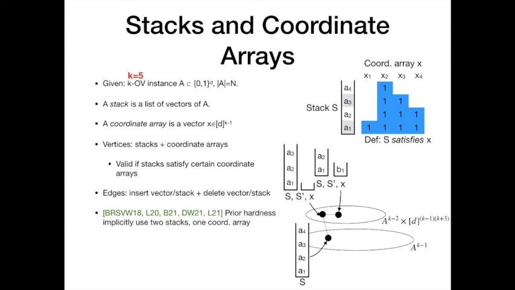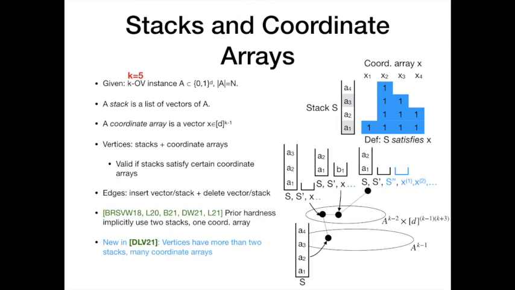that don't use the stack and coordinate array language, but use it implicitly. In those constructions, they only handle at most 2 stacks and at most 1 coordinate array in any configuration. What makes our result work for undirected graphs is that we need to handle more than 2 stacks and many coordinate arrays. And doing this makes it technically more complicated, but it makes it work for undirected graphs.